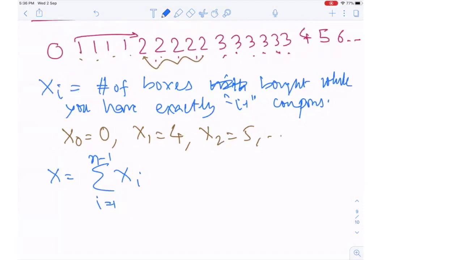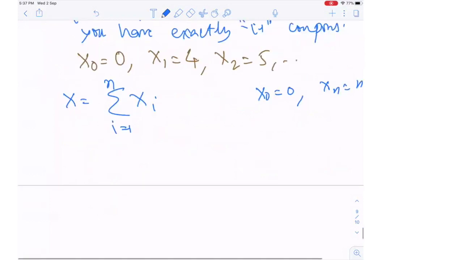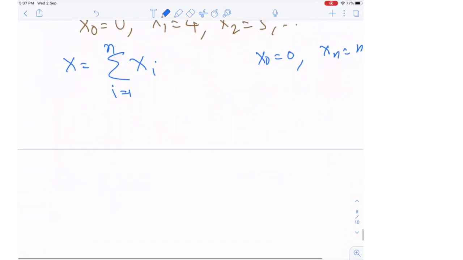Sorry, n. Right? Because that is exactly when it stops. So if you notice, x0 is 0, xn is n, because you only see exactly one coupon, one box of that coupon, right? So if I can get an expectation of all these guys, each of these xi, then we are happy. Okay, so now let's try to understand what xi could take.